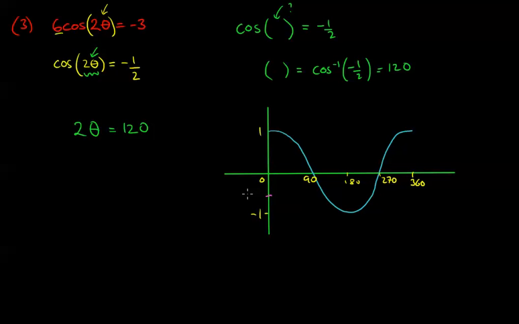So here's minus a half on our y-axis on the cos function, and if we draw a horizontal line, you can see it cuts the graph at 2 places, but there are others as well, which we'll work out in a moment.